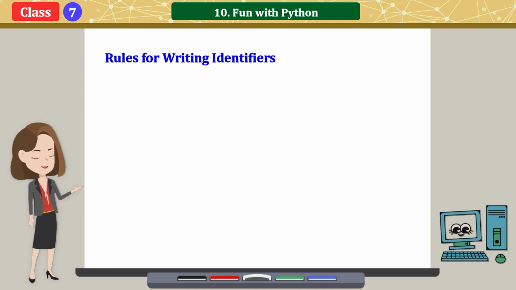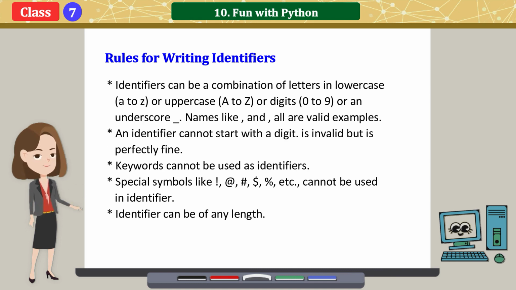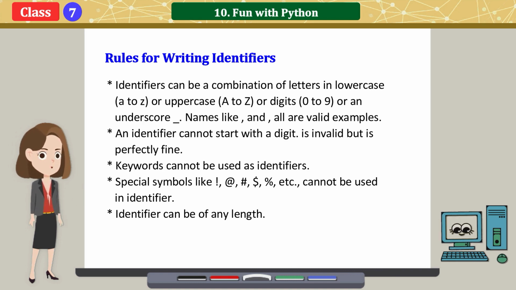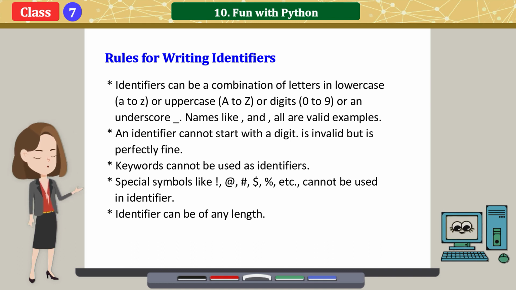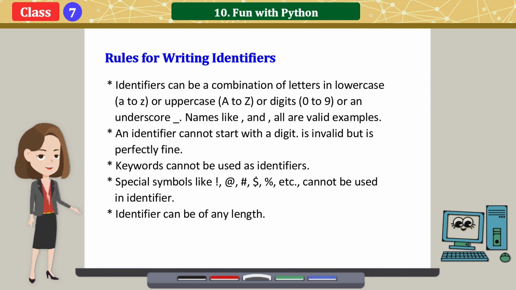Rules for writing identifiers. Identifiers can be a combination of letters in lowercase a to z, or uppercase A to Z, or digits 0 to 9, or an underscore. Names like myClass, var1 and print_this_to_screen, all are valid examples. An identifier cannot start with a digit. 1variable is invalid, but variable1 is perfectly fine.